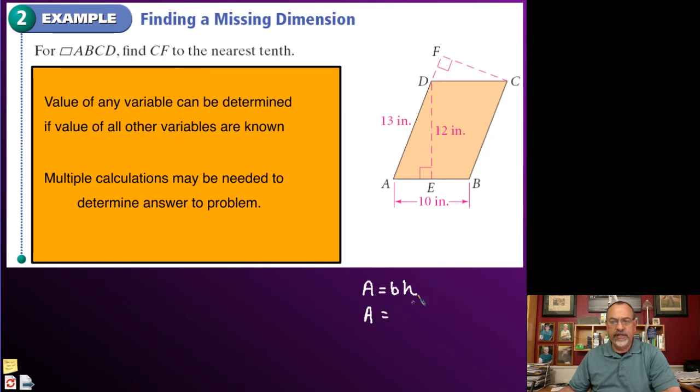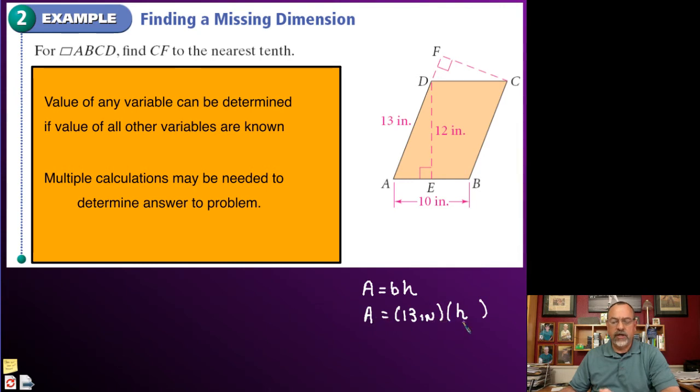If I'm using 13 and FC as a base, I have 13 inches as my base, but for CF, I don't know what the height is either, so I still have an H. Now the problem here is that I can't determine the value of H because I have two variables that are missing in my formula. In order to determine the value of H, I have to know A, right?